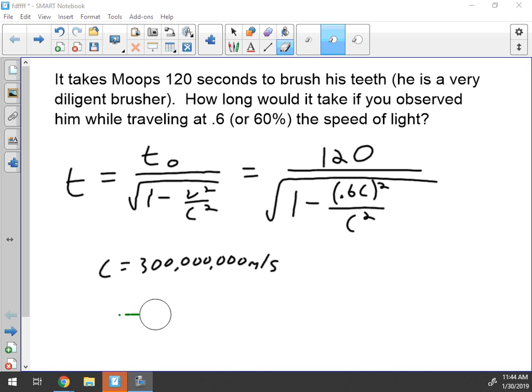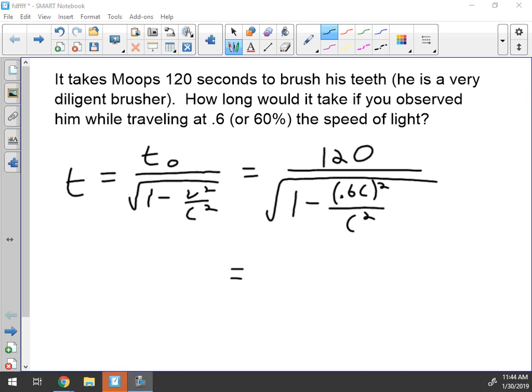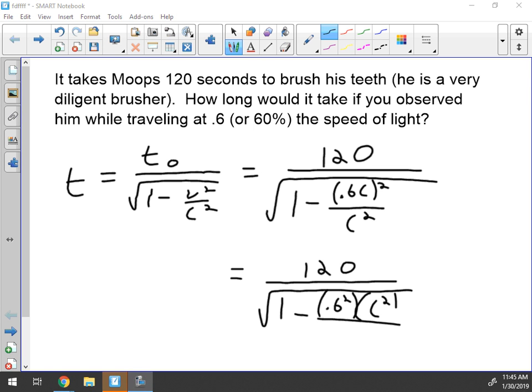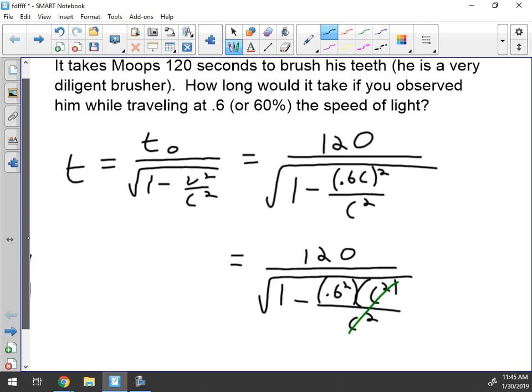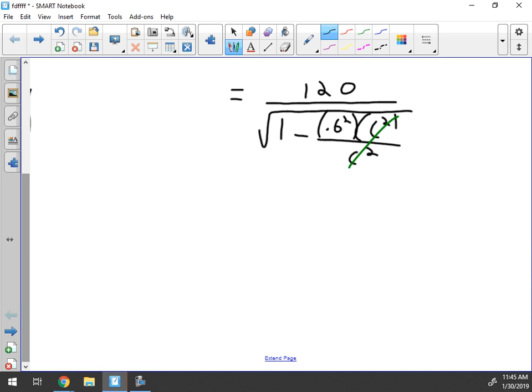So this is going to equal 120 over the square root of 1 minus 0.6 squared times c squared over c squared. And now you can see this lovely thing is going to happen where these c squareds are going to cancel, which is great.